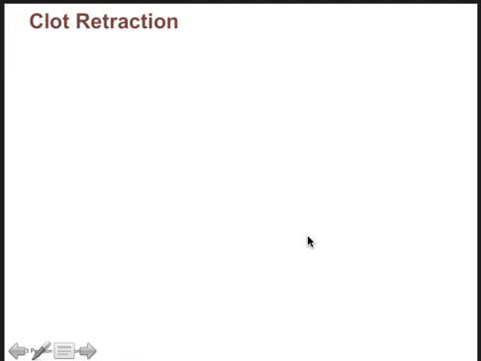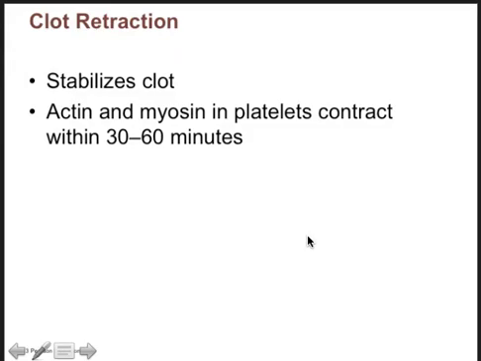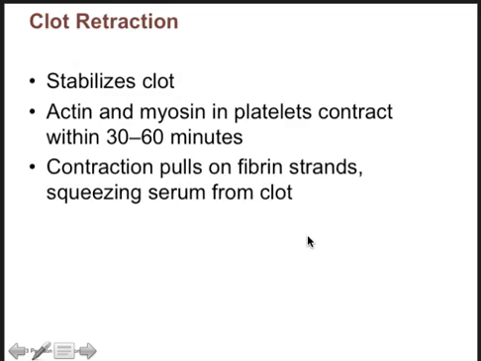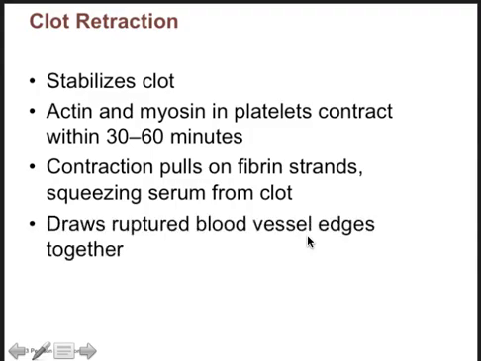Now what happens inside the tissue that has been damaged? Well, clot retraction is basically where the clot begins to shrink. The clot will stabilize. Actin and myosin in the platelets will contract within an hour to half an hour. And this pulls on the fibrin strands, and it squeezes serum out of the clot, and it draws ruptured blood vessel edges closer together. And what's the purpose of that? Well, to make the repair easier, right? It's much easier to stitch two things together if they're near each other than if they're really, really far apart.